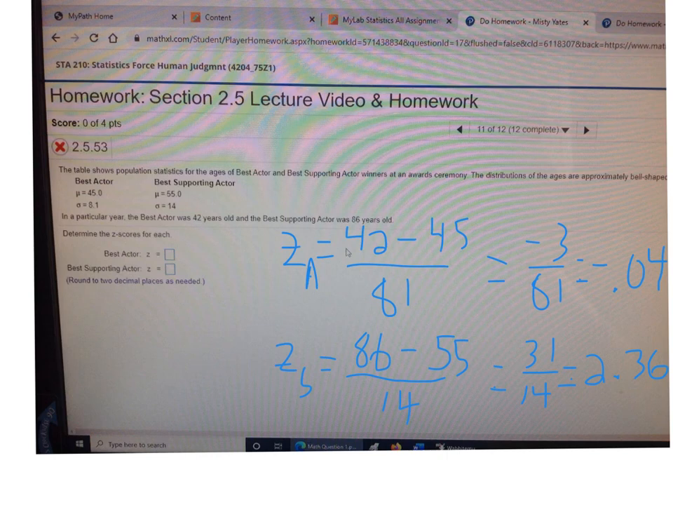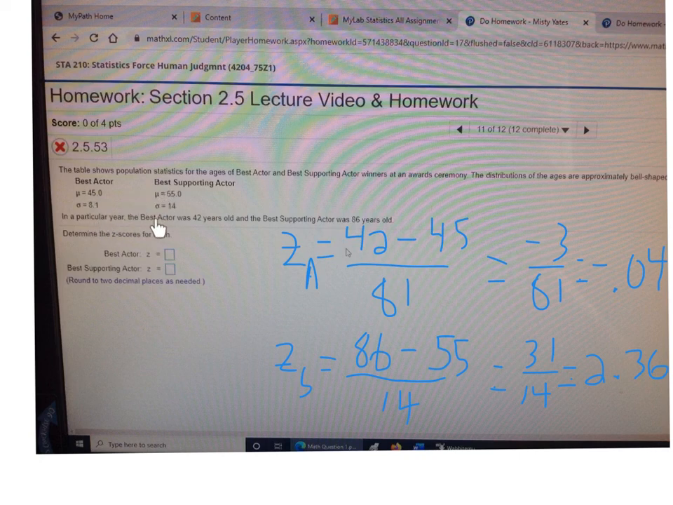The table shows population statistics for best actor and best supporting actor at award ceremonies, with a bell-shaped distribution. For best actor, the mean is 45 and the standard deviation is 8.1. For best supporting actor, the mean is 55 and the standard deviation is 14. So the numbers are a little larger.